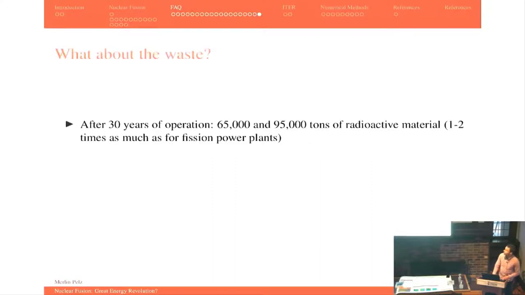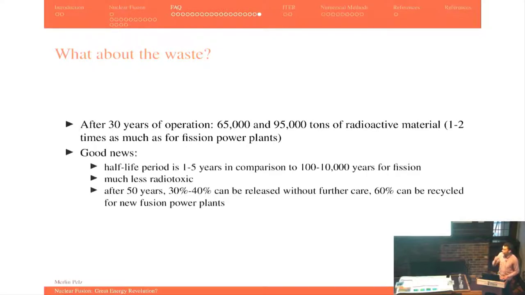Then, what about the waste? We have more waste for nuclear fission reactors than for nuclear fusion reactors, with fusion producing 1 to 2 times as much with the tritium we get out of it. This sounds bad, but there is also good news, because the half-life of all this radioactive stuff coming out is 1 to 5 years, which is much shorter than the thousands of years we had for nuclear fission. So there's a huge difference here. And it's much less radiotoxic.